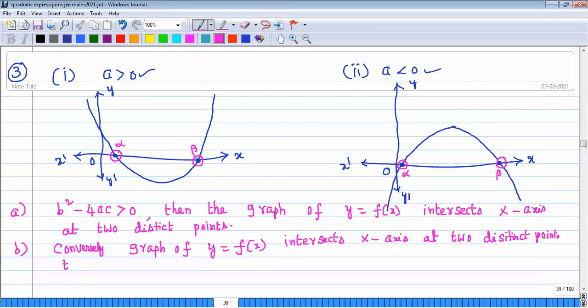Then y is equal to f of x is equal to 0, the corresponding equation f of x is equal to 0 has two real and distinct roots.